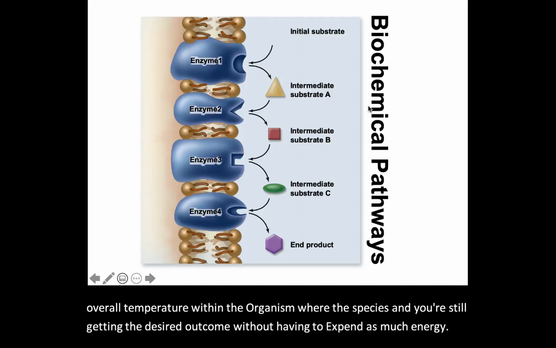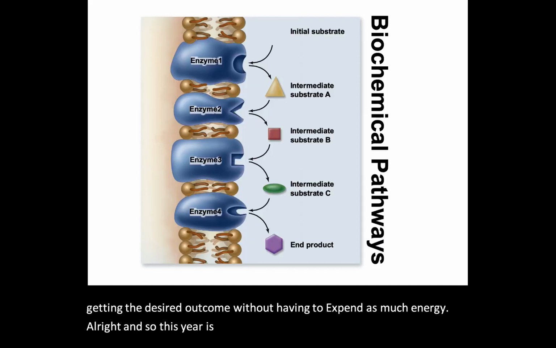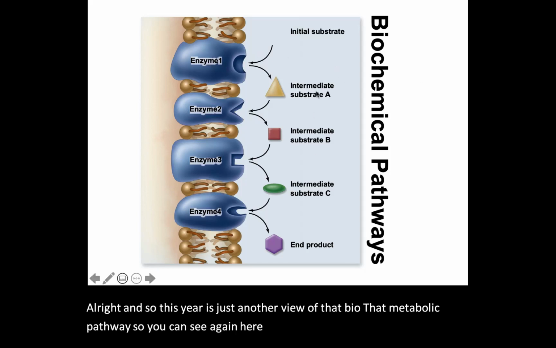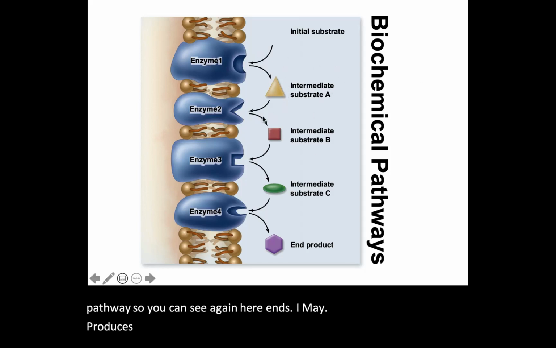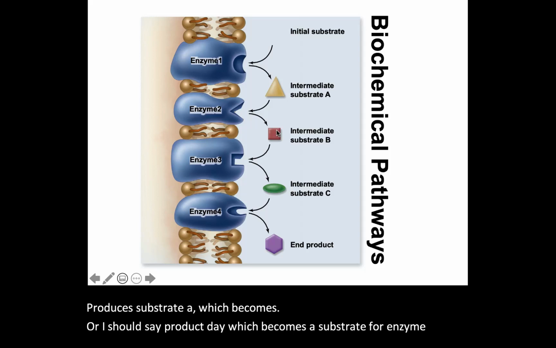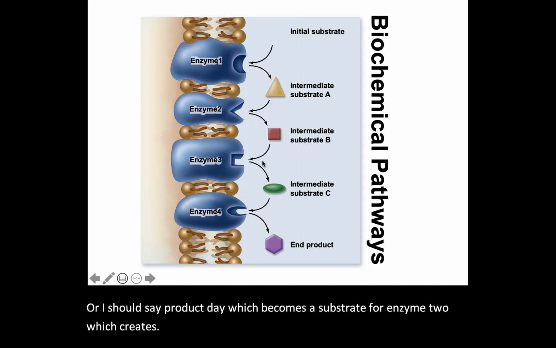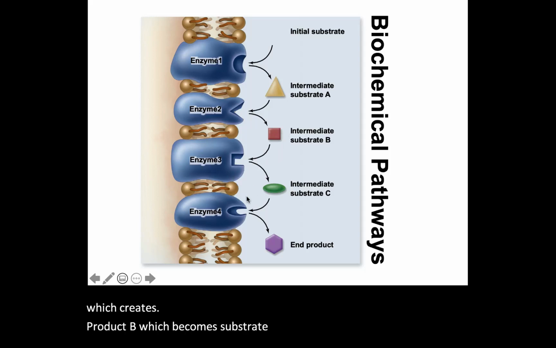All right, and so this here is just another view of that metabolic pathway. So you can see again here, enzyme A produces product A, which becomes the substrate for enzyme 2, which creates product B, which becomes substrate B for enzyme 3, and so on and so forth.